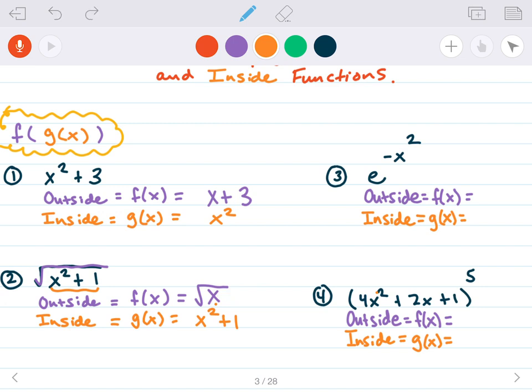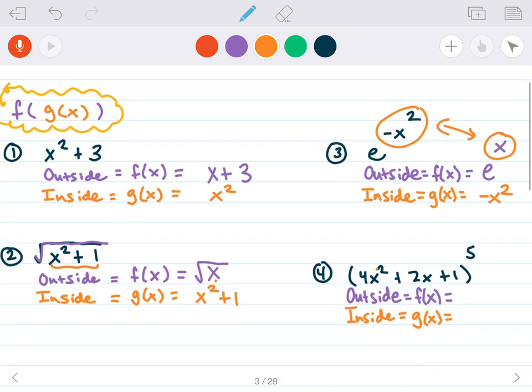Looking at e to the negative x squared, our outside function is going to be e to the something. And our inside function, what are we plugging into that something? We're plugging in negative x squared. So our inside function is negative x squared.